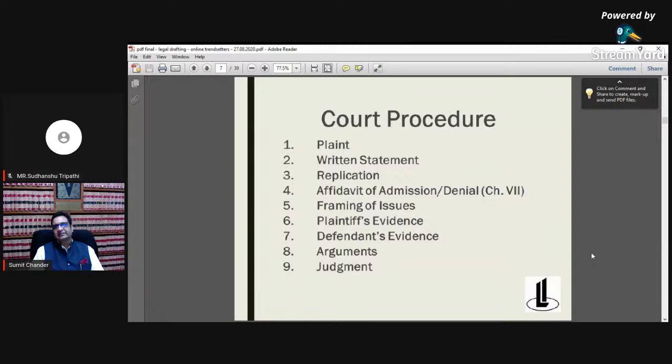That is why this stage is an important stage, though it's a procedural stage.